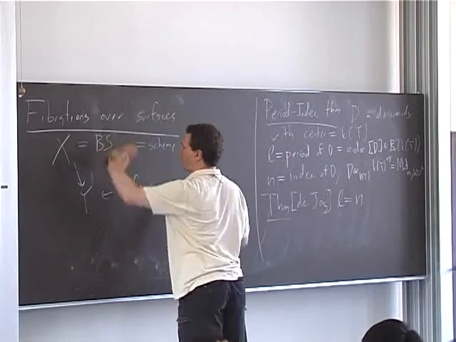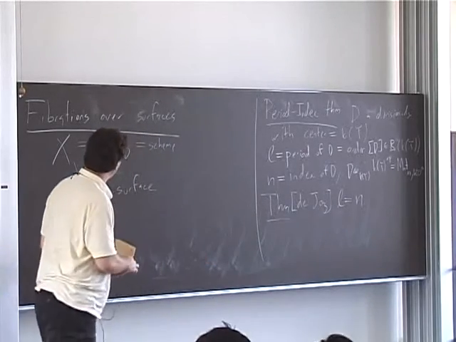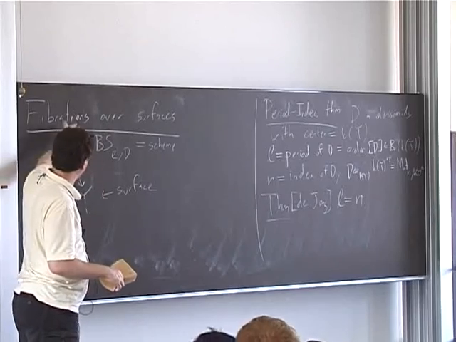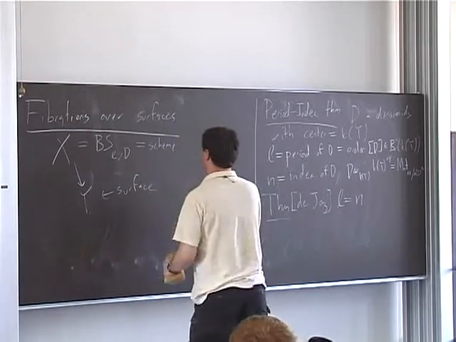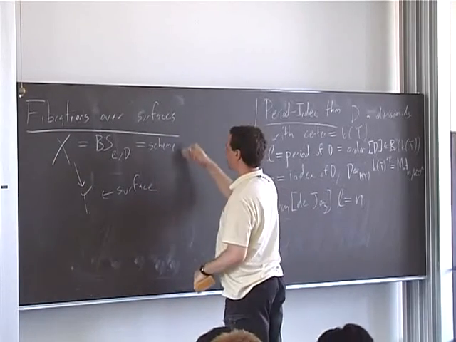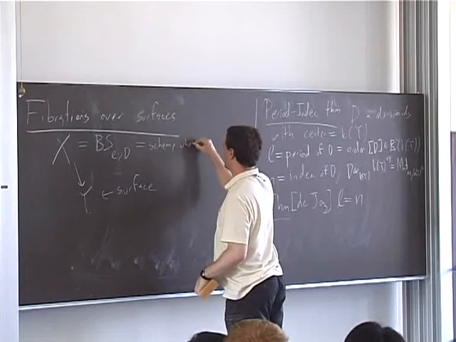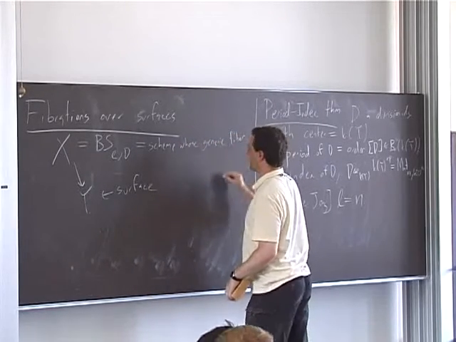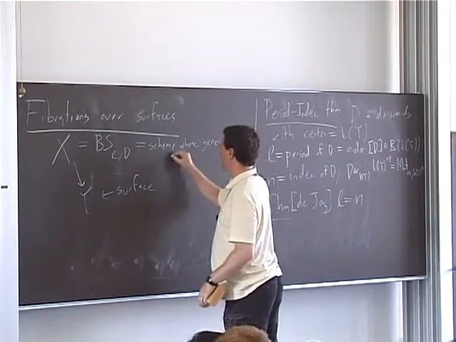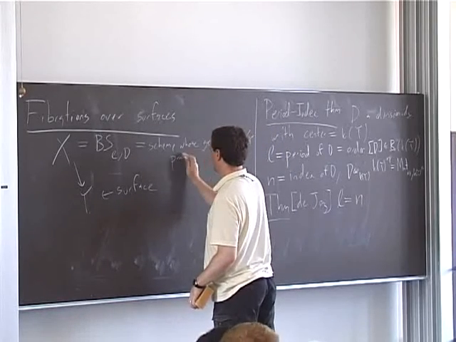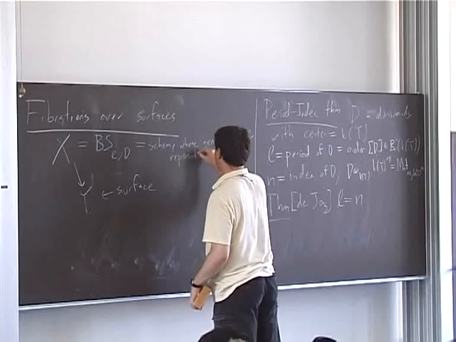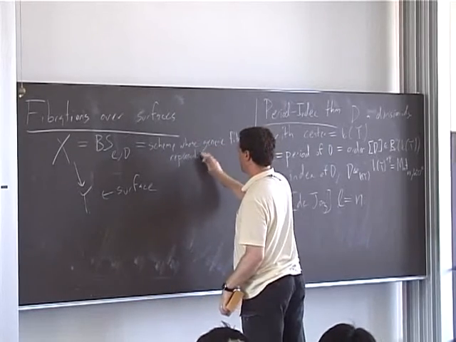I mean, it's a scheme over Y, but we really only care about the generic fiber of this thing. The argument I'm going to sketch only cares about the generic fiber. So this is the scheme whose generic fiber over Y represents the functor of right ideals in the space of matrices.